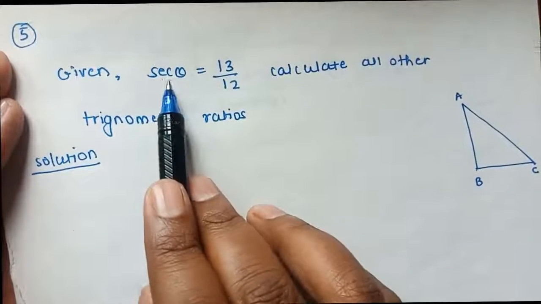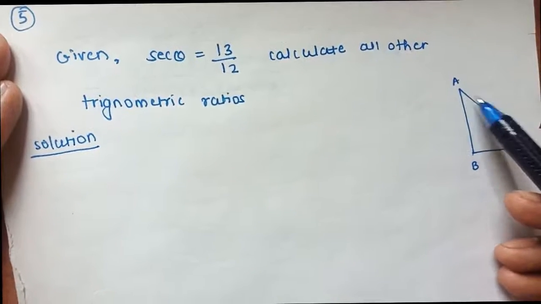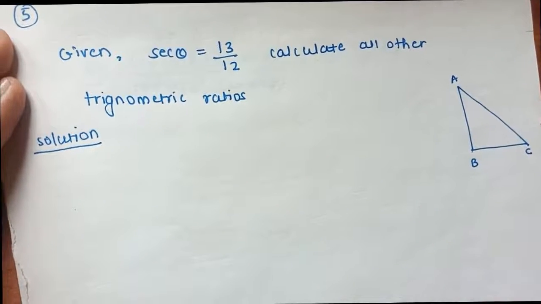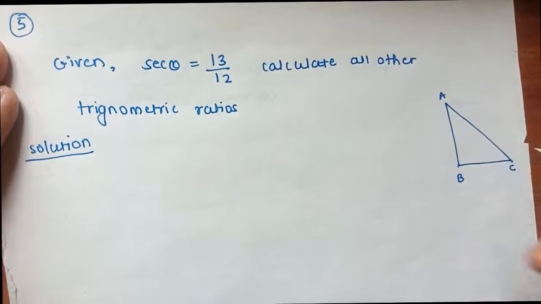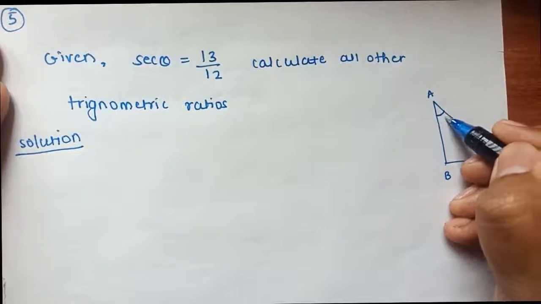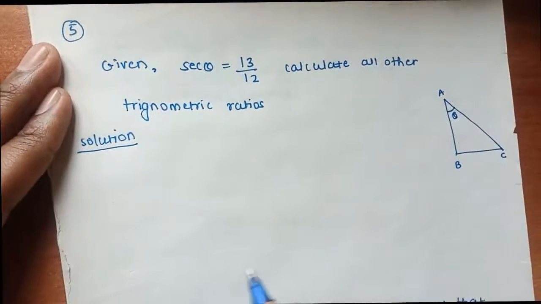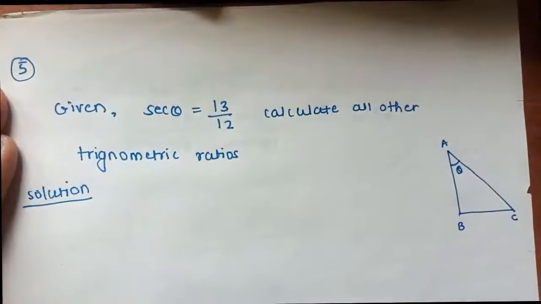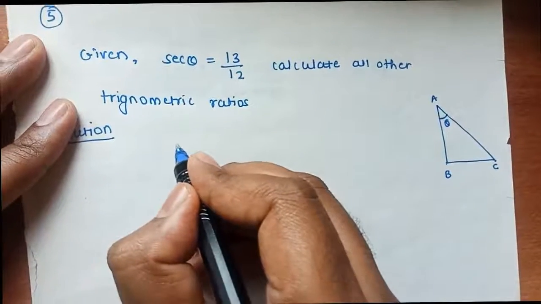Now see here, this is sec theta. They have not mentioned any angle A or even angle C, so it's your choice. You are free to take whether this is theta or this is theta. As usual, we will take this as theta. It's my perception. Even you can take this C as theta also, that doesn't matter. So sec theta is equal to 13 by 12.